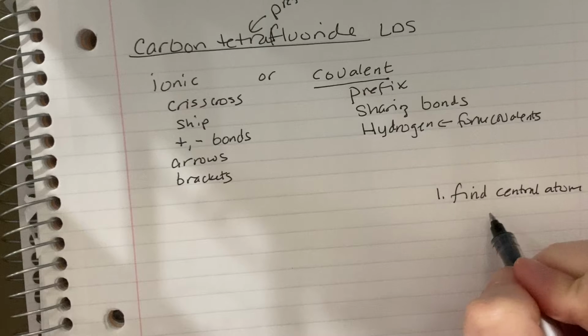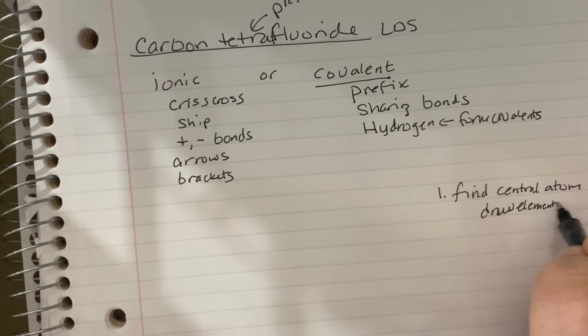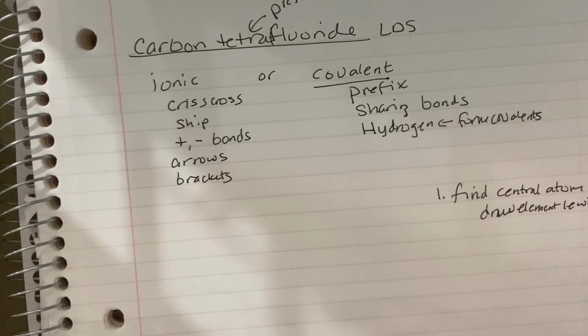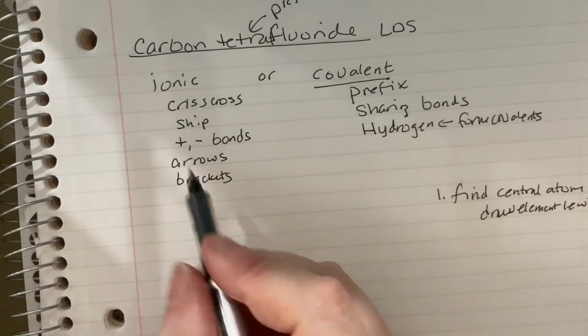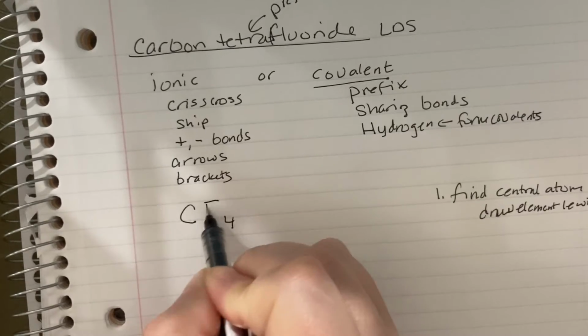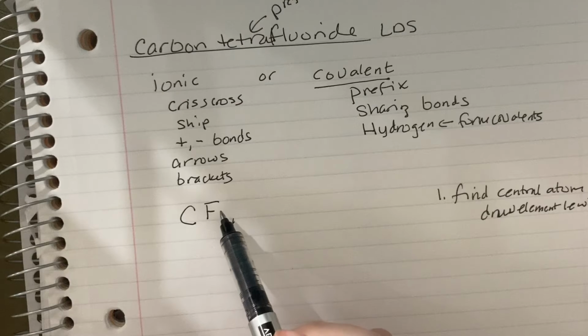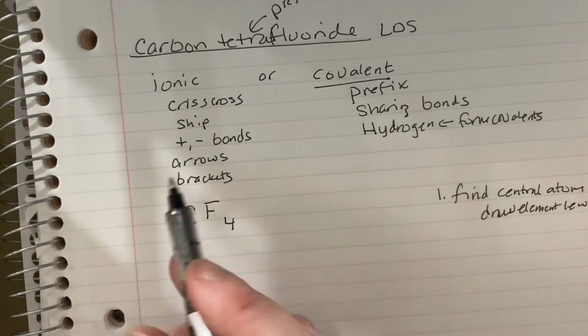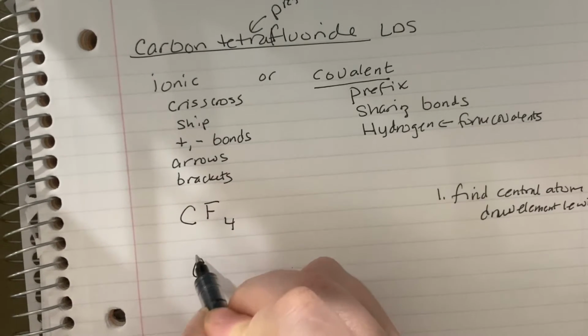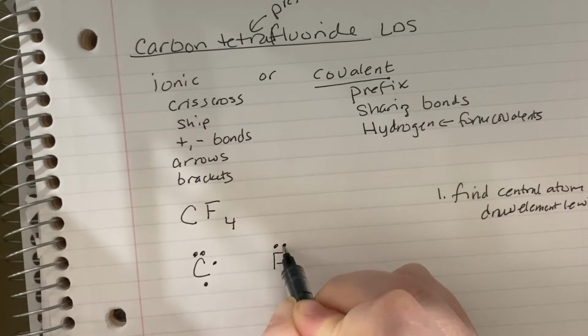How do we do that? By drawing the element Lewis dots. So I only have two elements, carbon, tetra means 4, fluoride. So I only have carbon and fluoride. You don't have to draw 4 fluorines to decide if he's in the center. Draw the Lewis dot of carbon and the Lewis dot of fluorine.